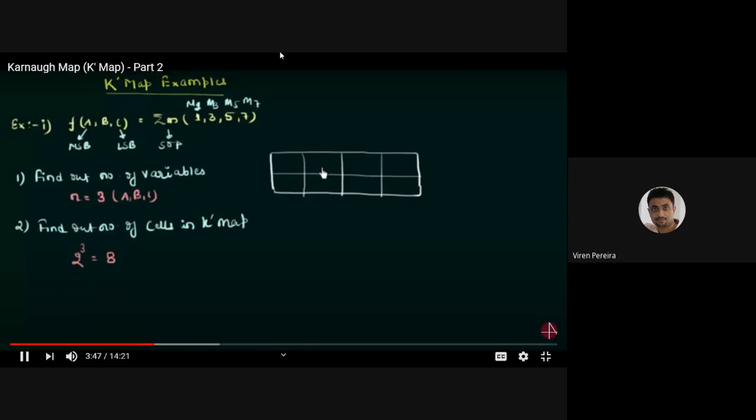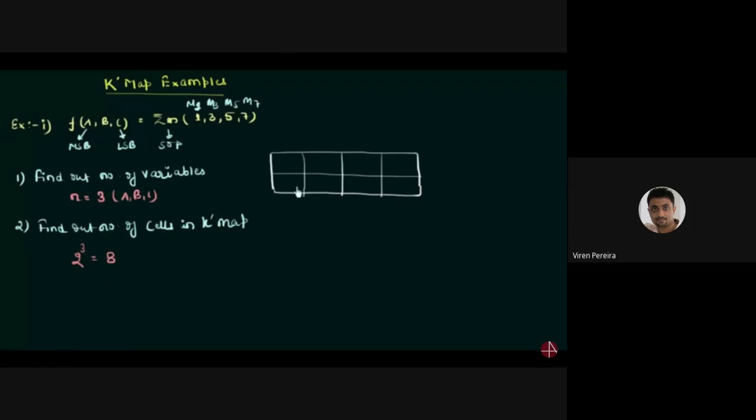Okay, 1 2 3 4 5 6 7 8. So total 8 cells are there. Now we will write the variables A, B, C, MSB first, and at last the LSB. So writing the values 0 1 0 0 0 1, then 1 1 and 1 0.